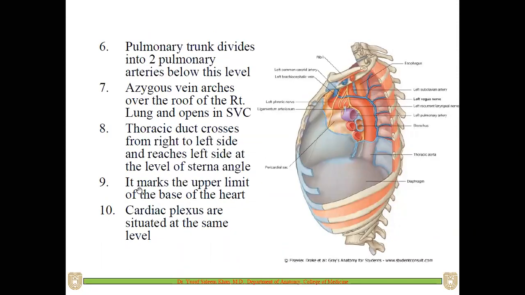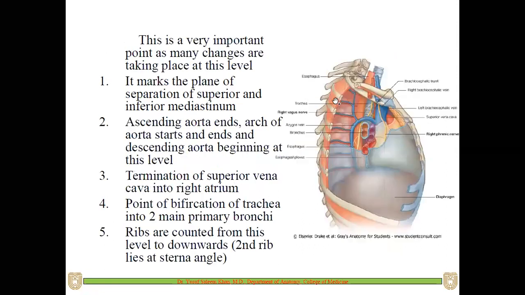It marks the upper limit of the base of the heart. You should know the base of the heart is not here, not sitting on the diaphragm. This is called the diaphragmatic surface. The base of the heart is behind. So the upper limit of the base of the heart is also at the same sternal angle. The cardiac plexus is situated at the same level. The cardiac plexus here supplies the heart. That nerve plexus also lies at the same level. So that's why this sternal angle is very important.